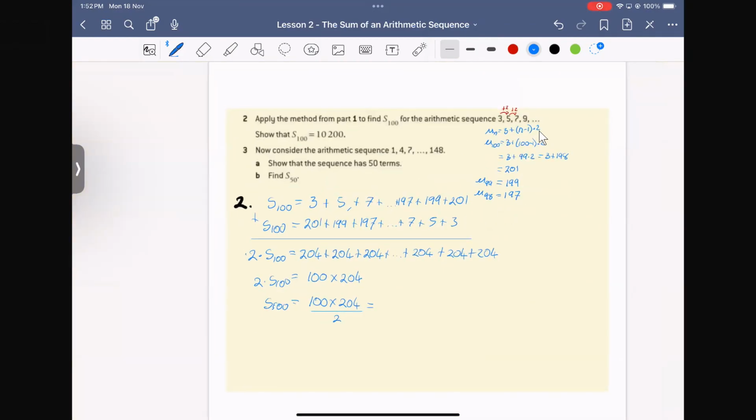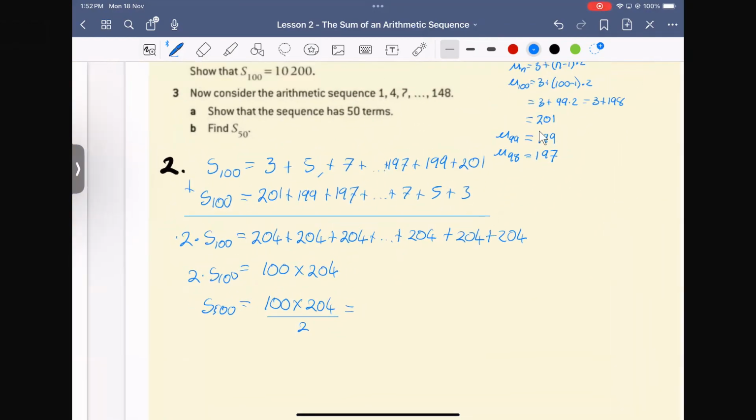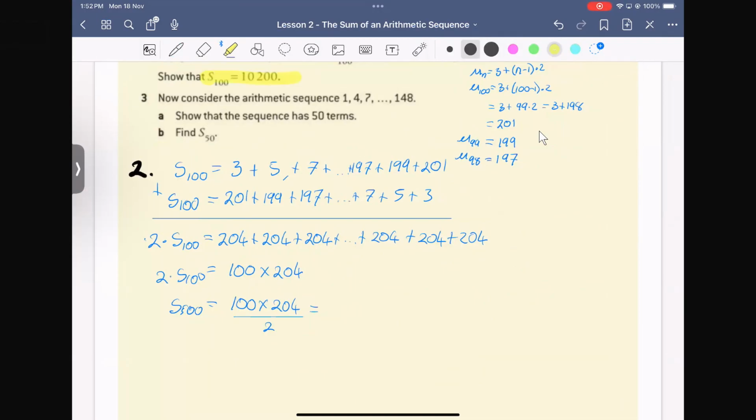And if we put that into our calculator, do we get the number given here? Try it on your calculator now. Yes, we do. Okay.